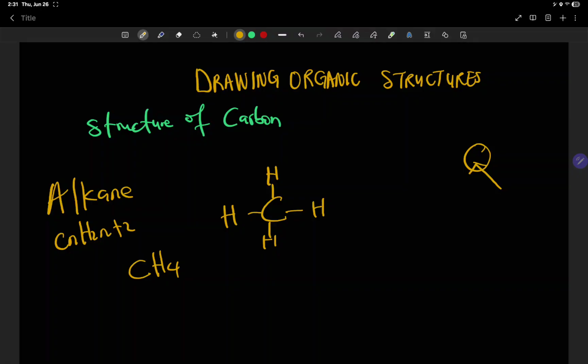Okay, before we draw another structure, we need to take note of this. Remember what I just showed us? Carbon has 4 valence electrons that can be bonded with. So when you look at this structure, basically it has 4 arms: 1, 2, 3, 4. It means that every organic structure you draw must have 4 arms on each carbon. That is how you confirm that you are correct when you are drawing organic structures.